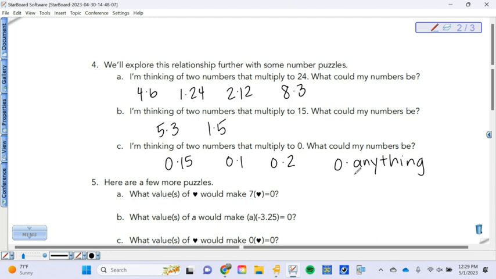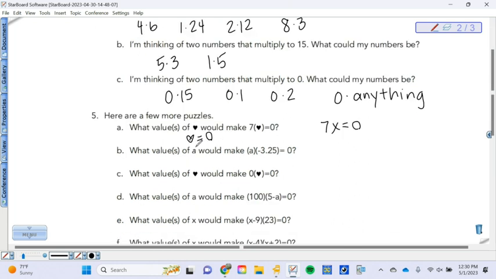Yeah? So here in 5a, what does the value of the heart have to be? 0, right? Same thing if I wrote this like, instead of 7 times heart, what if I wrote it like this? What does x have to be? 0, right? Something times something equals 0. One of those things has to be 0. Yeah? So heart equals 0.